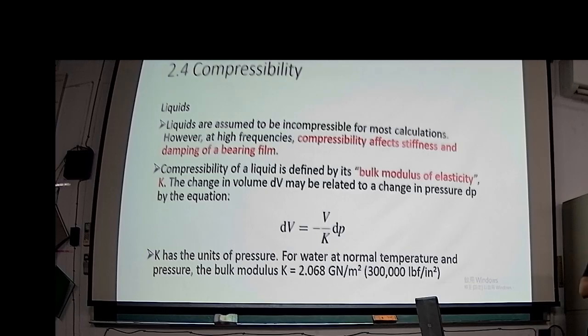So you will see for the hydrostatic bearing products in the market, usually, I would say 80% of the hydrostatic bearing products, the supply pressure will be lower than 50 bar.